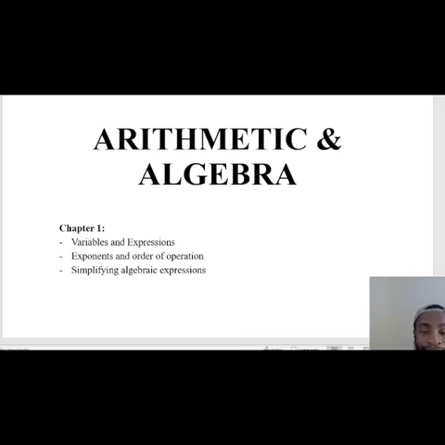This particular series is about acing the mathematics aspects of the SAT. So I'll be starting this class with arithmetic and algebra. For this section, I'll be dealing with only these three subtopics, which are variables and expressions, exponents and order of operations, and simplifying algebraic expressions.